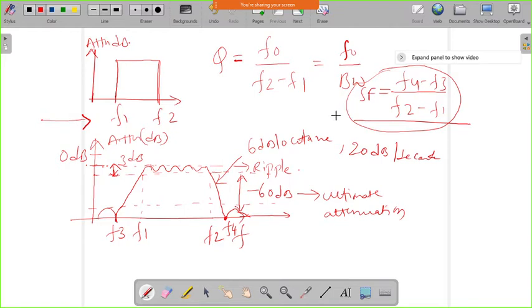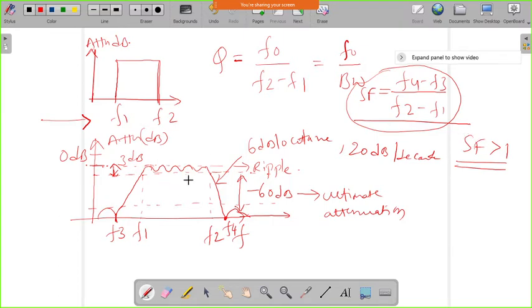So the shape factor of a resonant circuit, we are able to define it. Now this shape factor is always greater than 1. Why? Because for a practical filter there will be a bandwidth of F3 and F4 and F1 and F2. If we take the ideal resonance circuit or ideal filter, this F3 and F4 will not be there. So for the ideal circuit, it is impossible to have this shape factor. So the shape factor is always greater than 1.